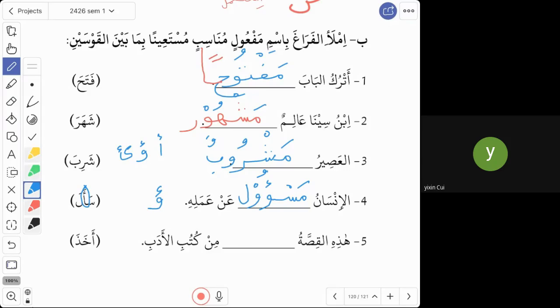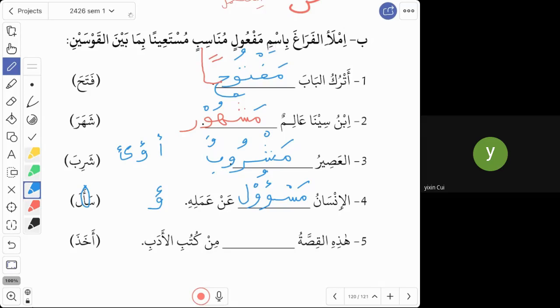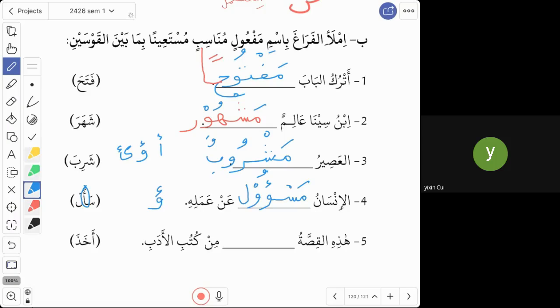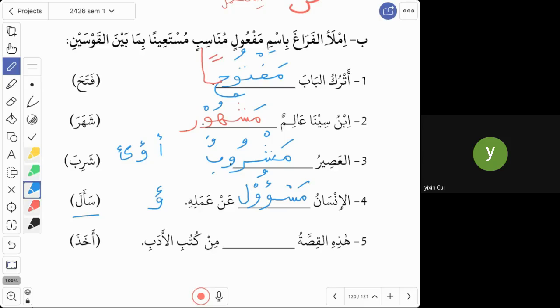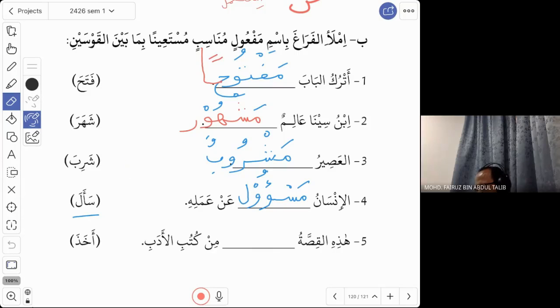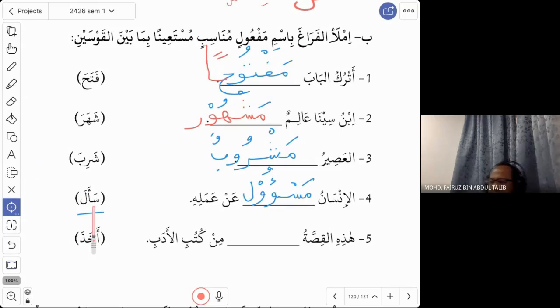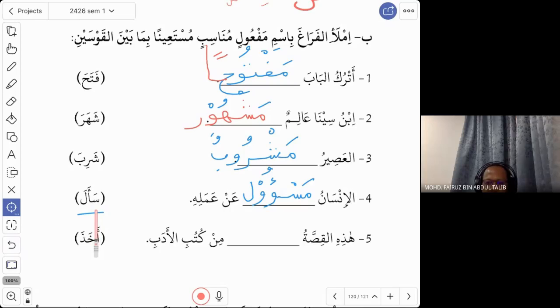Amalihi. Okay, so how do we translate the jumlah, the sentence? Al-insan mas'ulun an amalihi. The people, or human? Yes, human. What is mas'ul? So you need to understand the meaning of sa'ala first. What is sa'ala? Sa'ala, yas'alu, su'al. What is sa'ala? Ask, yes, correct. Sa'ala is ask.